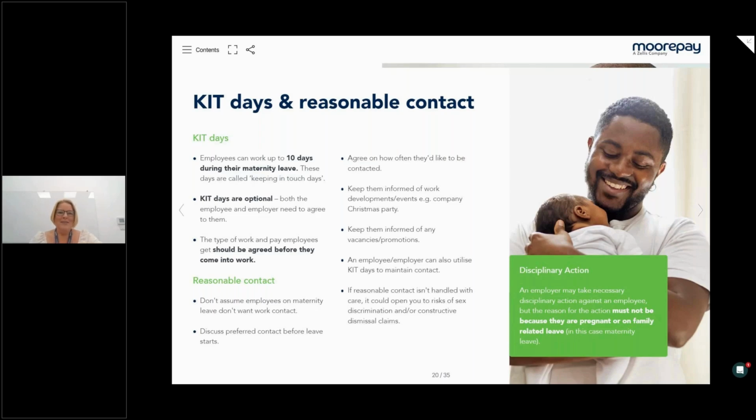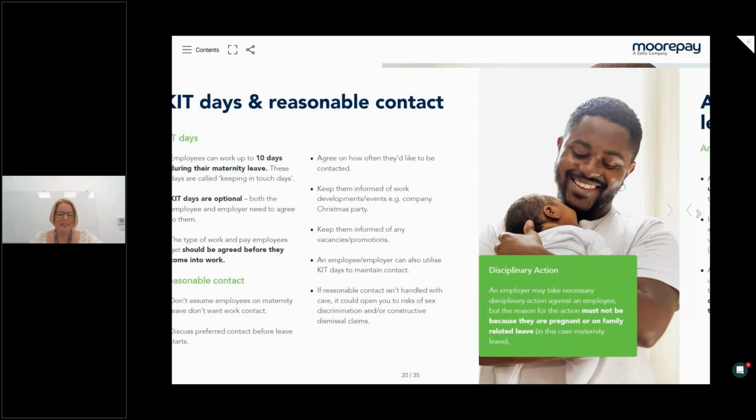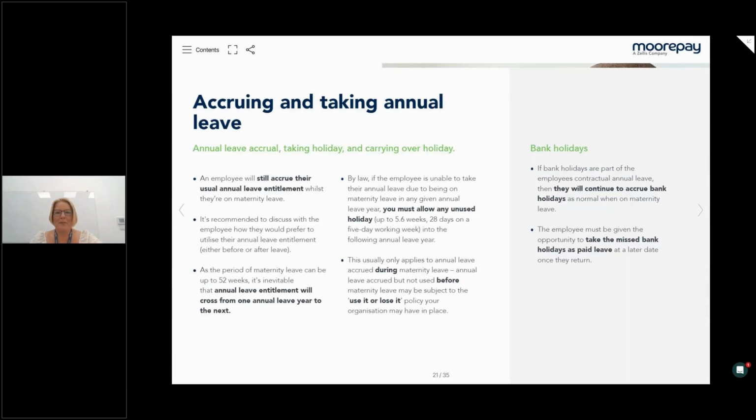Okay, so my next topic is something close to my heart. It's something that is always, as it has been, a bugbear. I think we get the most calls on the advice line because of this, and it can cause serious repercussions, is annual leave and maternity.